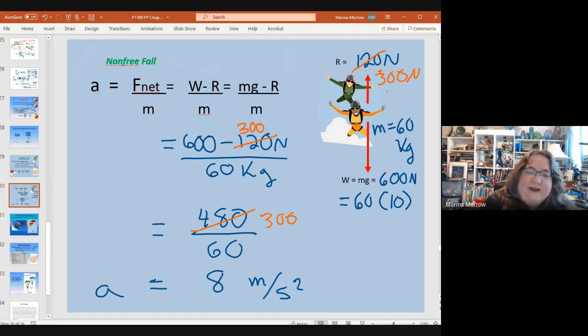And what's 300 divided by 60? Well, that's going to be 5. So her acceleration is less because there's more air friction. She's still accelerating. She's still speeding up, but she's not gaining as much speed per second. Okay, but she is going very fast because she still is gaining speed. She's not going backwards. She's not slowing down. She's just not accelerating as much.